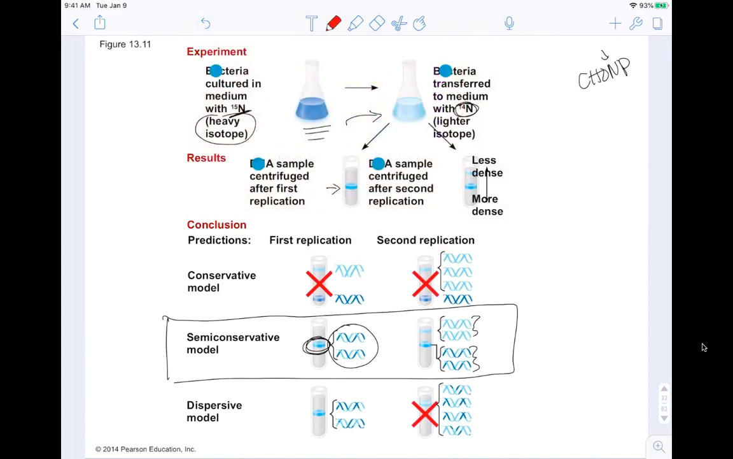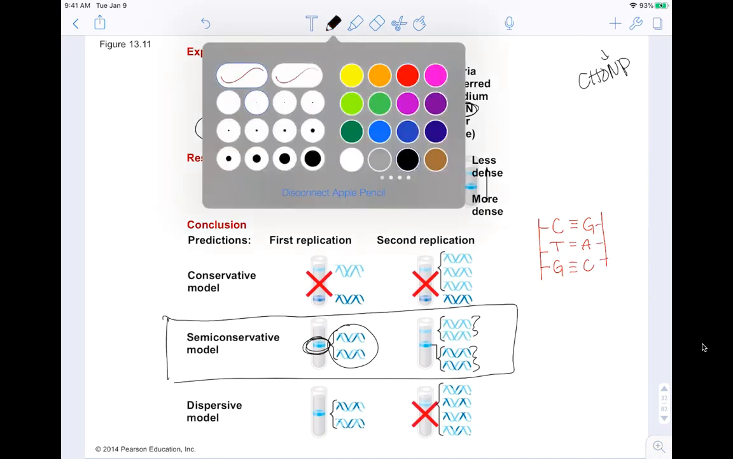Okay, this will work. So if I have a DNA template and I have C, T, G, and it has the base pairs G, A, C. That's my DNA strand. Okay, now let's say that we're going to replicate that.